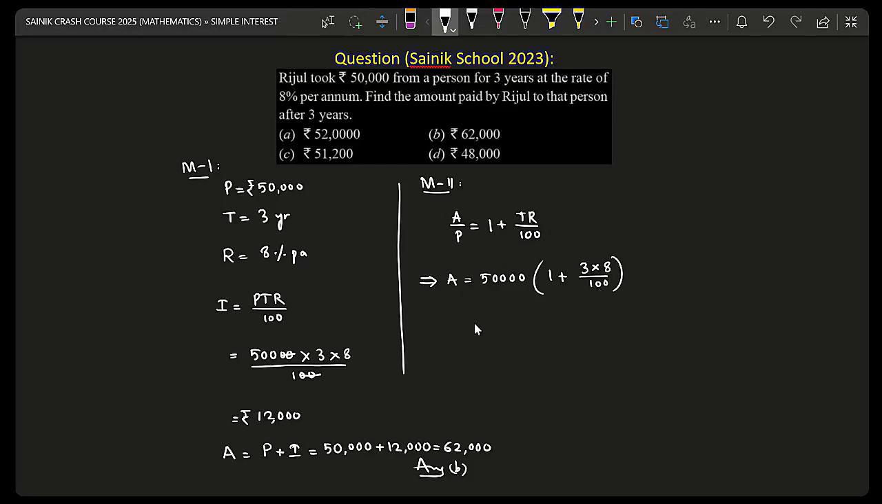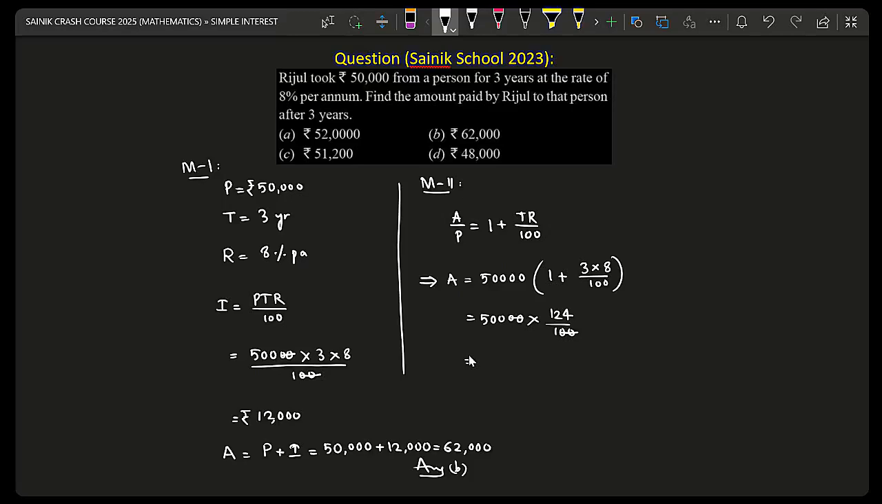Now let us simplify this. 50,000 multiplied by 1 plus 3 into 8 by 100. Can you simplify this? Yes, sir. 24 by 100. You need not simplify. 1 plus 24 by 100. We can easily say that it is 124 by 100. Okay, now we can start cutting. Sir, 2 zeros. 2 zeros. And 124 into 5.